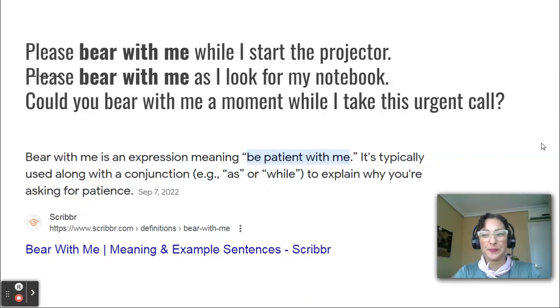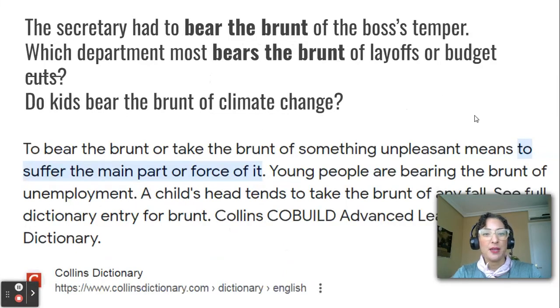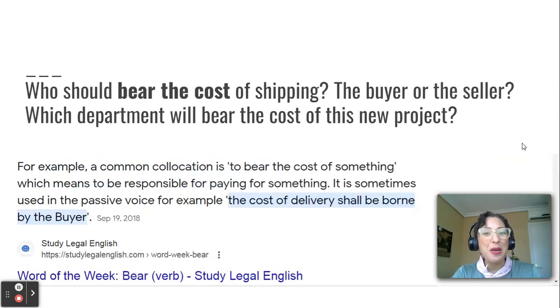Next. Oh, did I skip one? Yes. Okay. Bear the cost. Bear the cost means to cover the cost, to be responsible for paying for something.